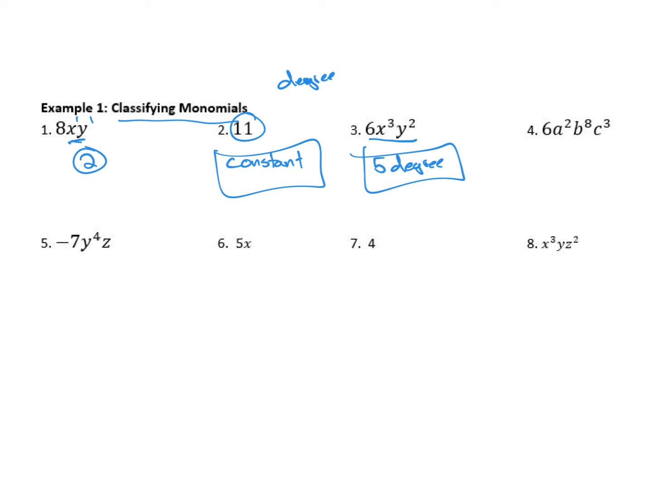Let's take a look at one more before you try 5, 6, 7, and 8. We look over here. Now we've got 3 different variables going on, so just add them up. 2 plus 8 plus 3, that's 13. So that would be a degree of 13. All right, we'll pause here. Finish 5, 6, 7, 8 before you move on.